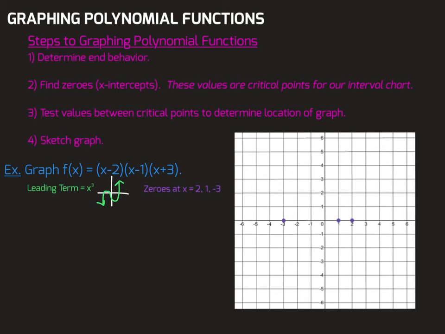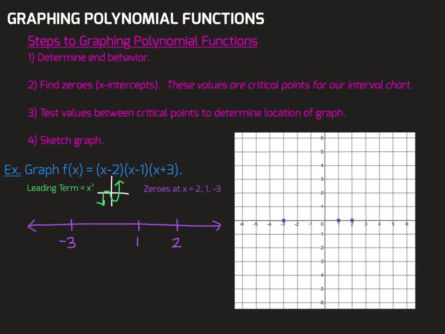Notice, the second part of step 2, these values are critical points for our interval chart. That means we're going to need to create an interval chart next. We've seen interval charts in the past with inequalities. They look like number lines. So let's go ahead and make our number line, putting these critical points on it. There's my interval chart. Now I can move on to step 3, which is to test values between the critical points to determine the location of the graph.